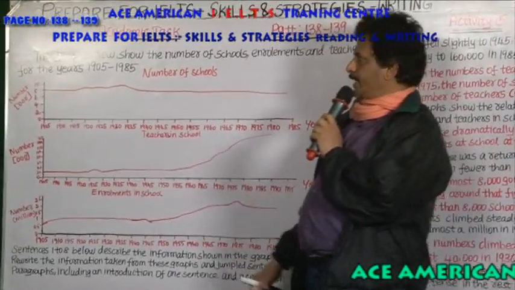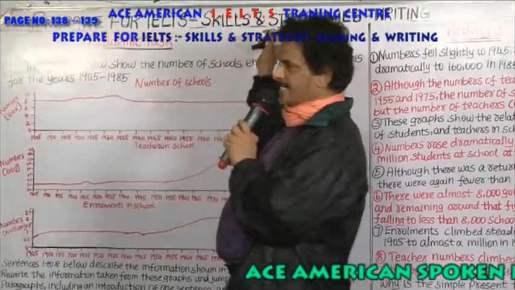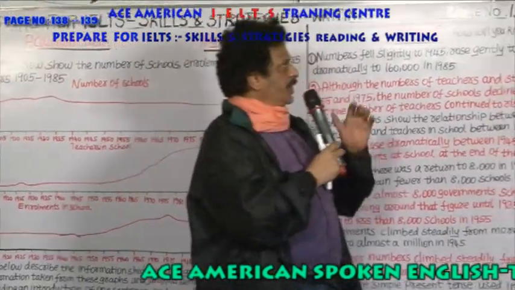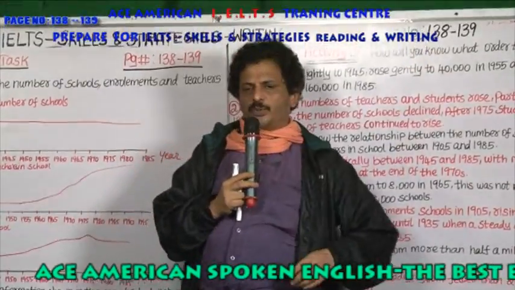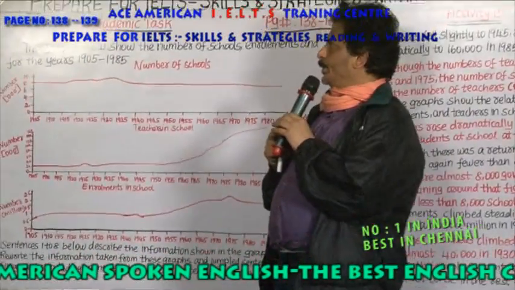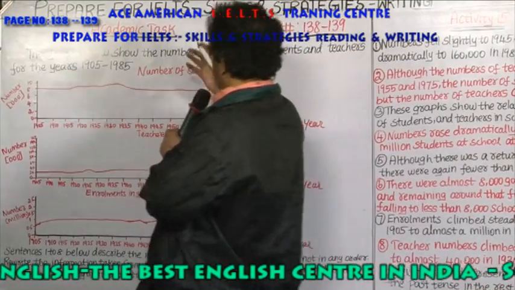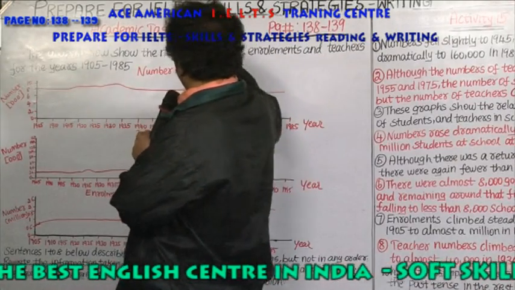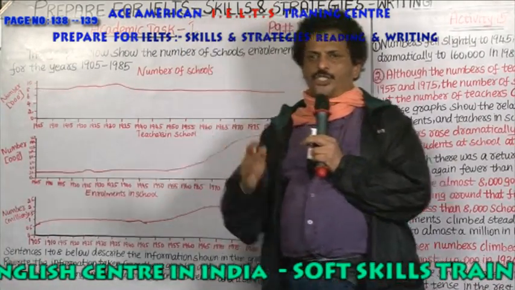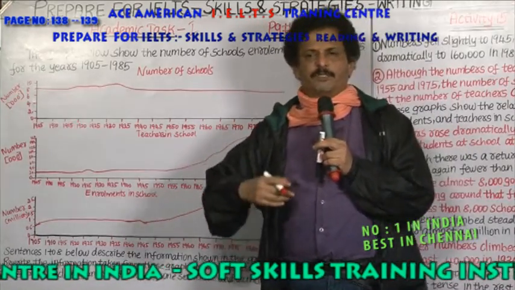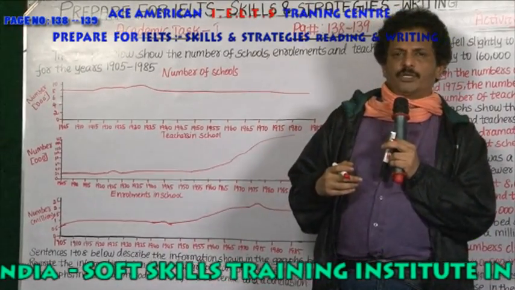Take your book, prepare for skills and strategies. Come to page number 138 to 139. This is academic task 1, the writing task. Writing is divided into two: academic and general. Academic is for the purpose of going abroad for your studies, and general is for the purpose of going abroad for work.